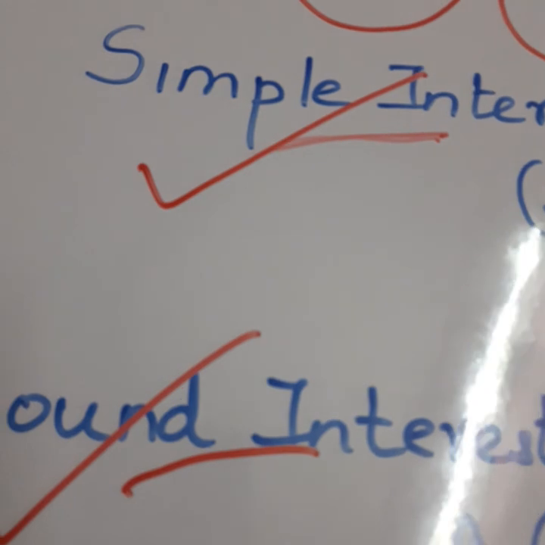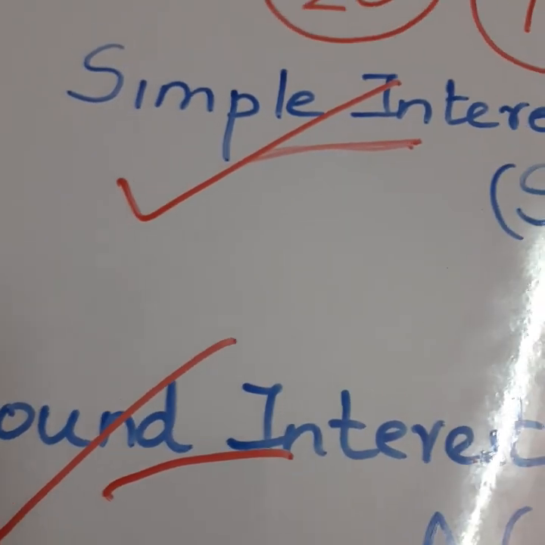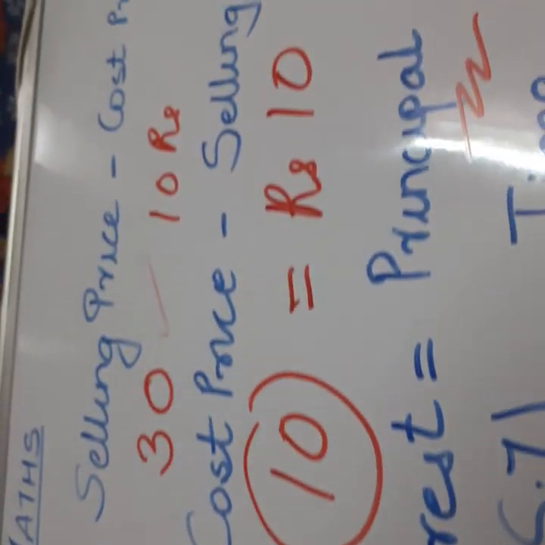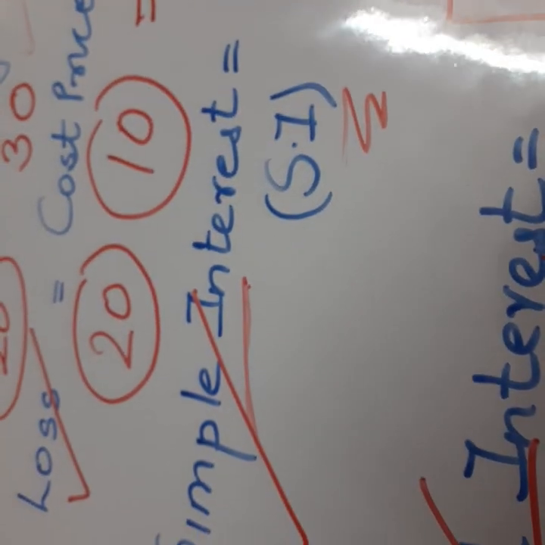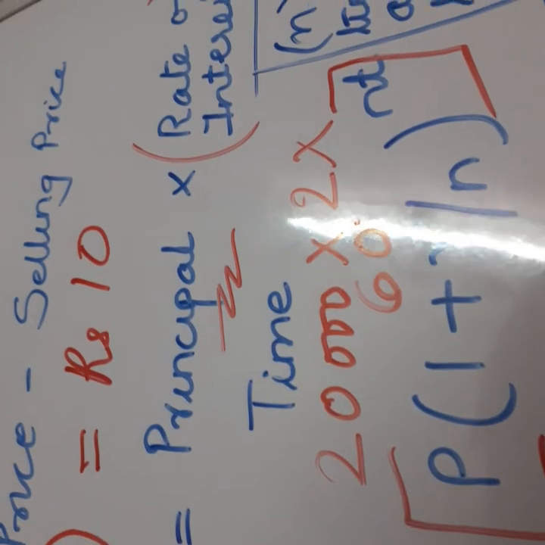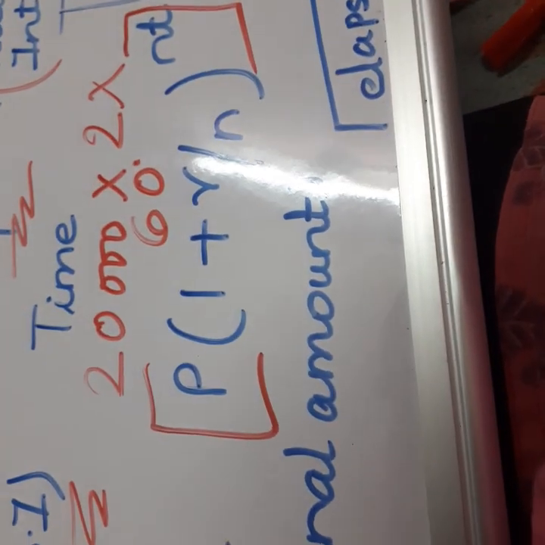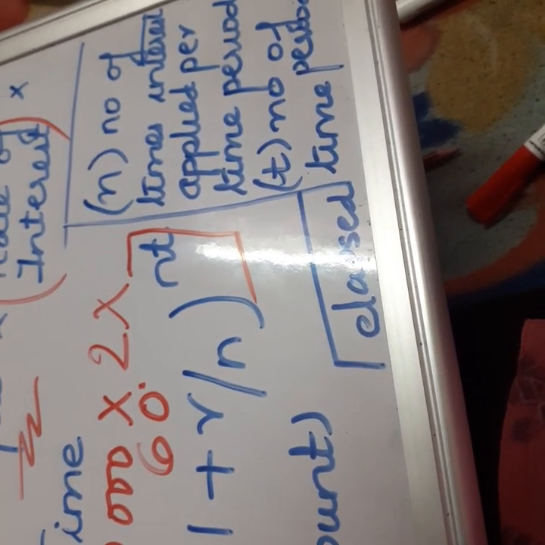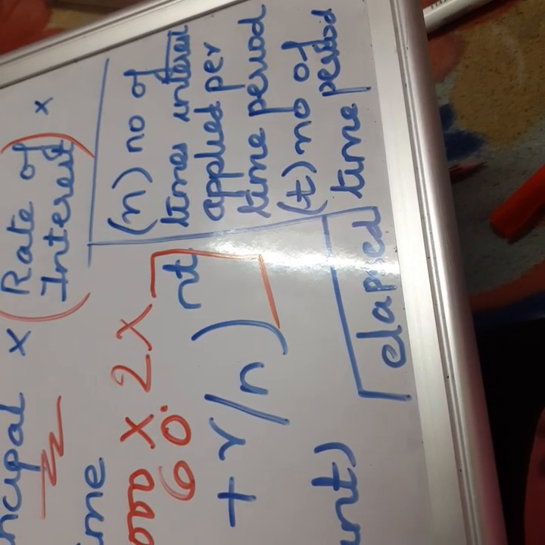So students, today we have learned profit, loss, simple interest, compound interest. Okay, I'll show you like this. Profit is selling price minus cost price. Loss is cost price minus selling price. Simple interest is principal into rate of interest into time, and compound interest is A, the final amount, P, that is 1 plus R by N to the power NT, and N is number of times interest applied per time period, T is number of time periods elapsed.